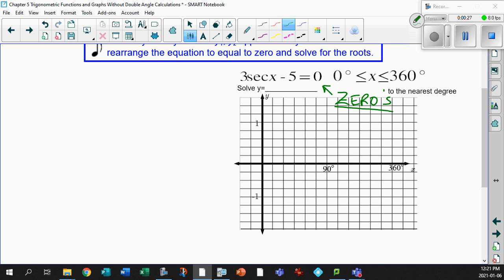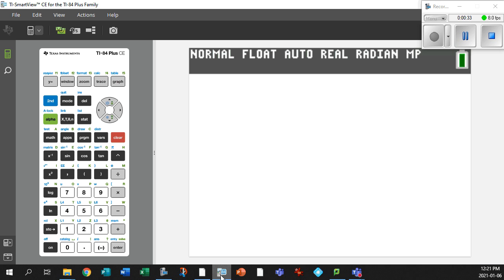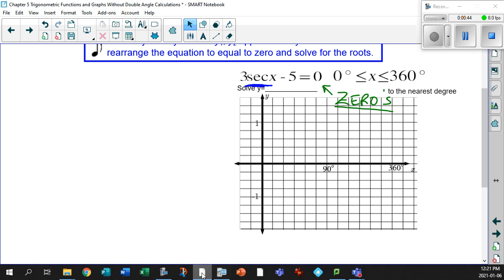Yep, you betcha. But how do you put secant into your calculator? Because if you look on your calculator, there is no secant button. There is only sine, cosine, and tangent. Well, you got to be smart. That's all. You have to remember something very, very important. You have to remember that secant is in fact 1 over cosine.